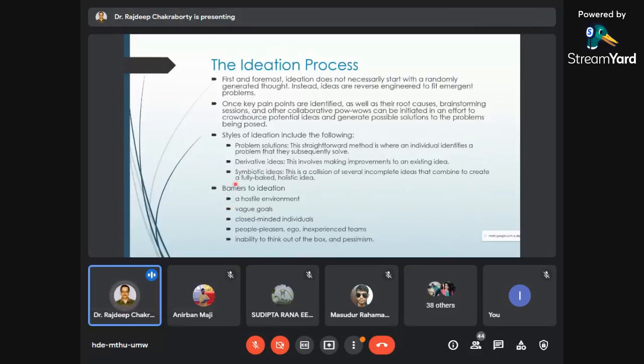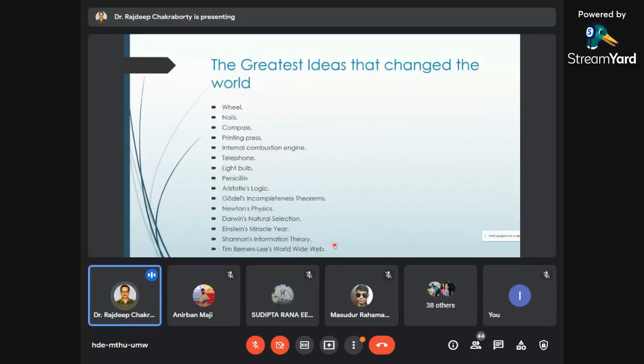And there are obviously some barriers to any ideation. That is a hostile environment, vague goals, meaning you are not clear about your goals or what you are going to implement, close-minded individuals, ego, and inability to think out of the box. So this is the total ideation process. These are some of the greatest ideas that changed the world.